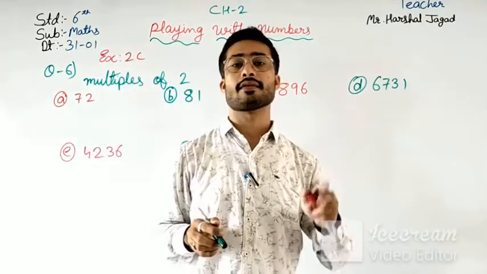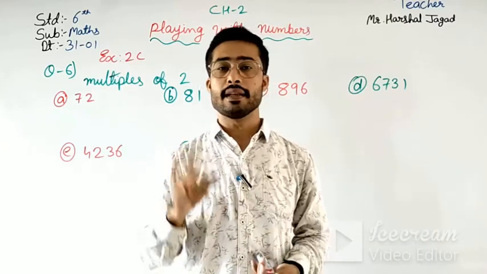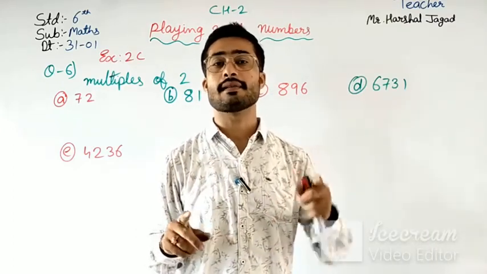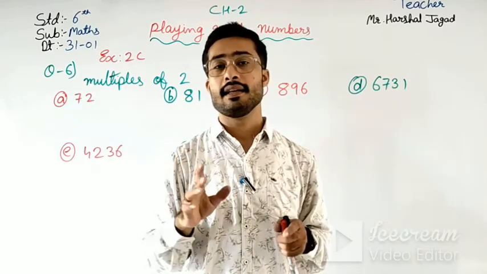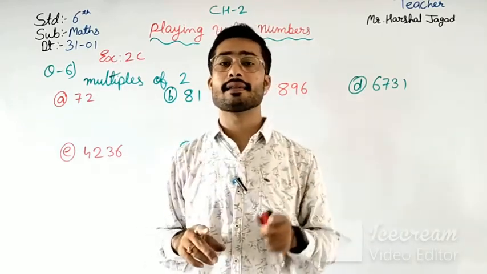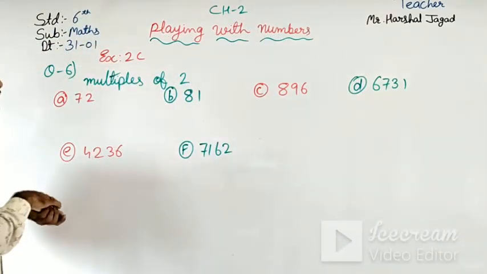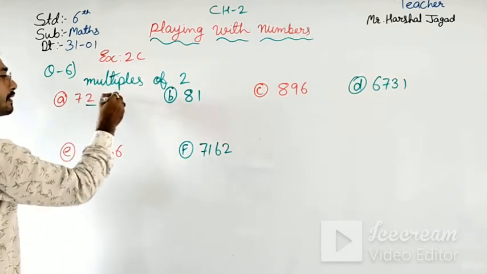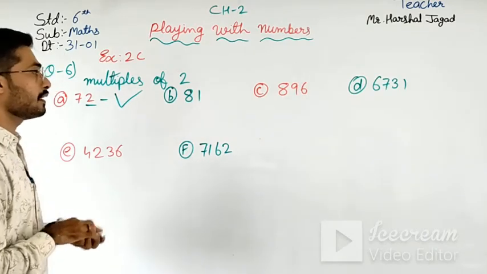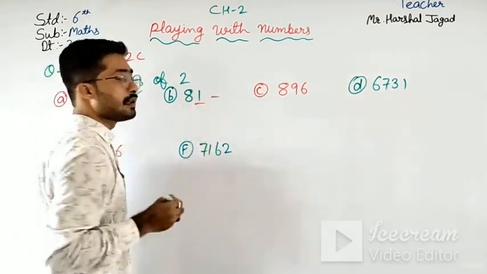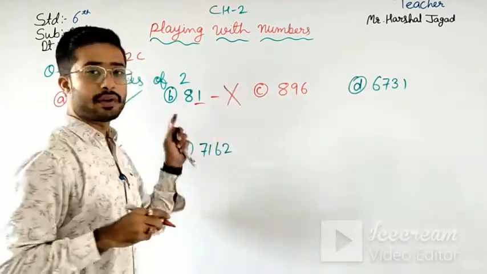Then after the divisibility test of 2, which we have studied in standard 5th, that if any number's unit place is an even number, that is 0, 2, 4, 6, 8, then that number is divisible by 2. So let us see that here unit place, is there any even number? Yes, then this number is divisible by 2. Okay, then after here you can see it is 81. So 1 is not an even number, so this number is not a multiple of 2.